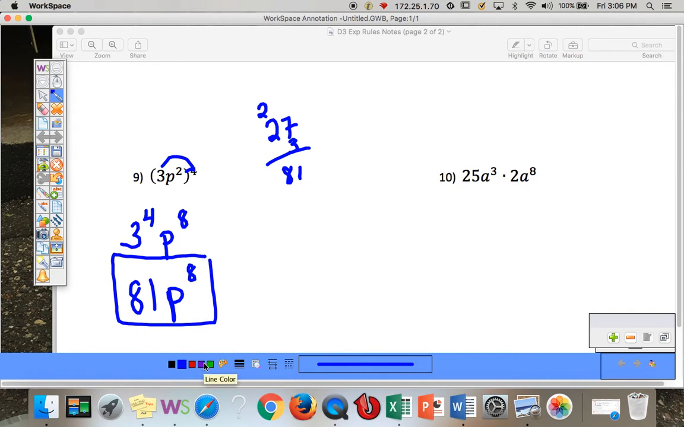And the last one, similar to the first problem that we did, we have 25 times 2 is 50. a to the 3rd times a to the 8th would be a to the 11th power.